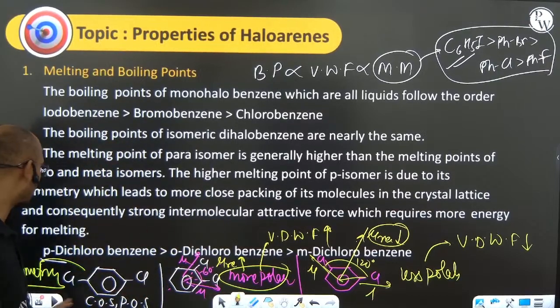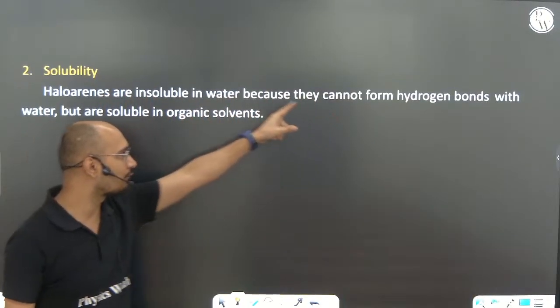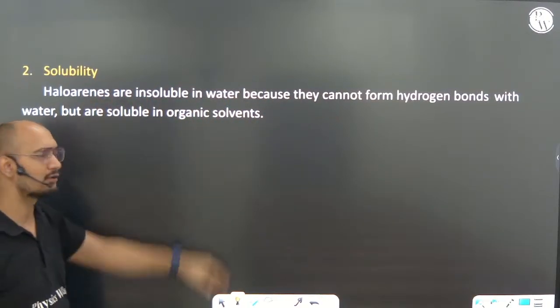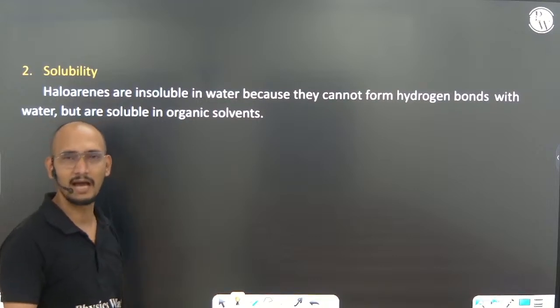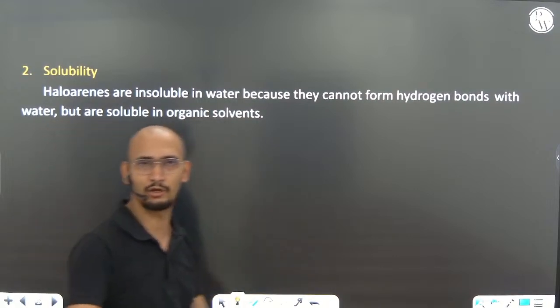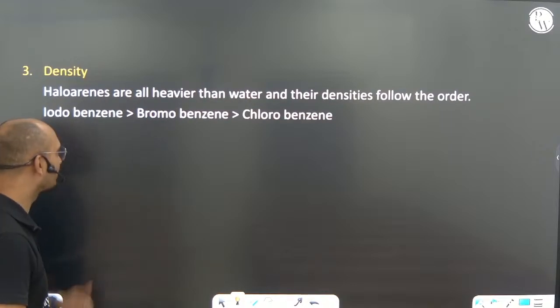Please read it. We will move ahead. Solubility: haloarenes are insoluble in water because they cannot form hydrogen bonds with water, but they are soluble in organic solvents. Organic solvents means you can generally take carbon tetrachloride, benzene, or these things, and there it will be dissolved.